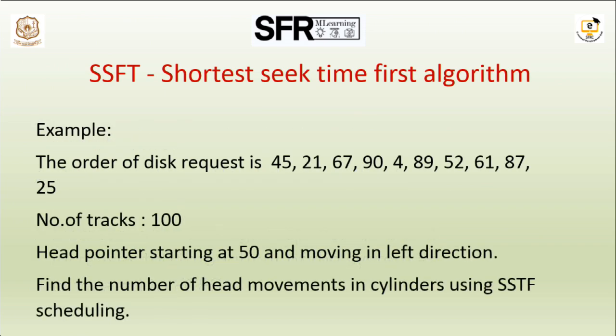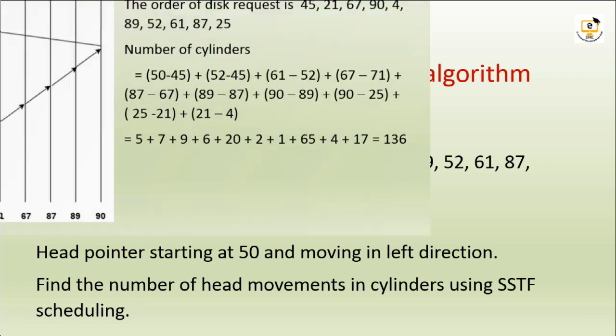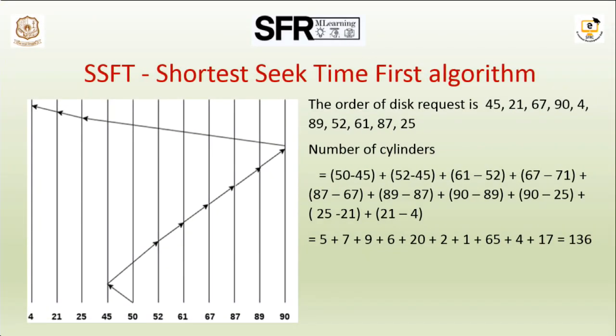Here is an example. The order of the disk requests is 45, and so on till 25. The number of tracks in the disk is 100, the head position is 50, and it is moving in the left direction. So here we find the number of head movements in cylinders using SSTF. First of all, the head position is 50, and the nearest request is 45.